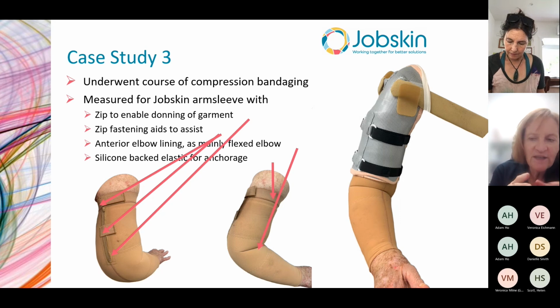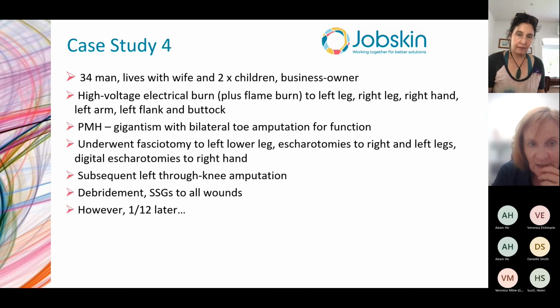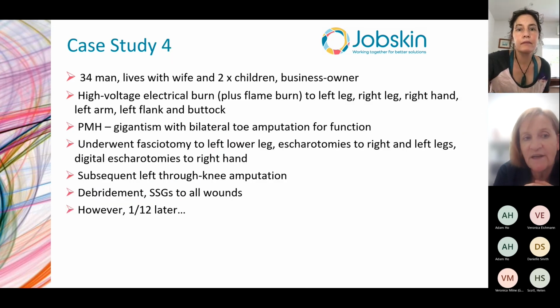So as I say, it's not a multi-trauma situation, but it does give you an indication about how you can play around with some of the garments to accommodate the sorts of needs that you can see when there are underlying orthopedic injuries. Okay, this last one, this is our bigger case study.